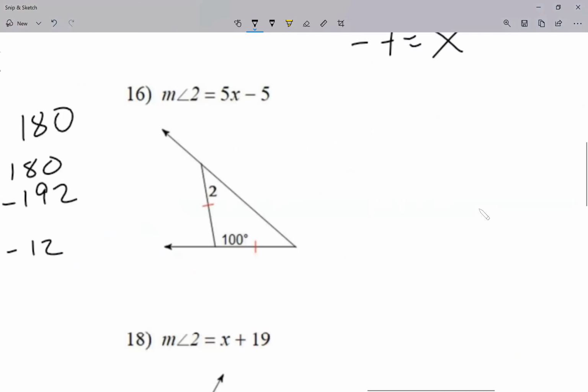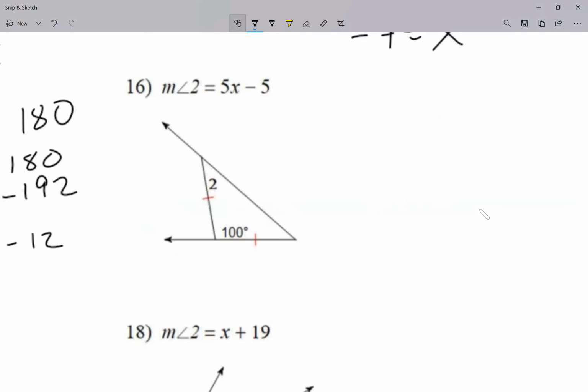All right, let me take a look at number 16. To begin with, I see that the measurement of angle 2 is 5x minus 5. So you see where the 2 is? Let me cancel that. And I'm just going to say 5x minus 5 is this corner. Okay, so I see two sides that are marked. Let me take this off. You see these markings right here. So that means those two sides are marked.